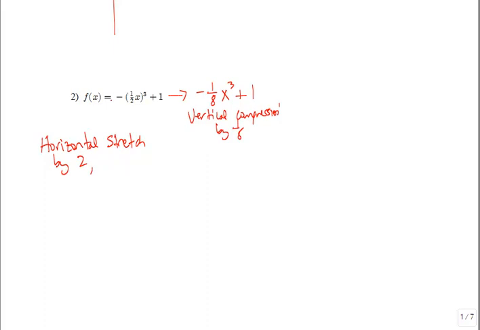It also has, because of that negative on the outside of the cube, on the outside of the parentheses, a reflection. And when it's outside, that's a vertical reflection over the x-axis. And we have the +1 on the side, so that's going to be going up 1. Okay, so we're going to ignore this direction, and instead we're going to think in this direction instead. So we're going to think horizontally. So let's see what that would do to our graph.